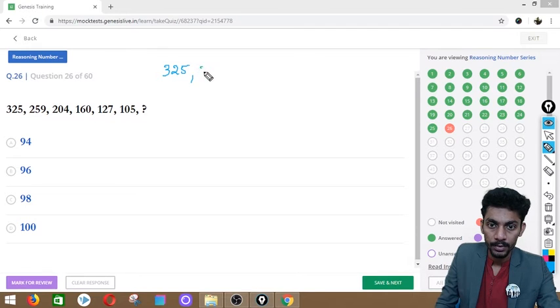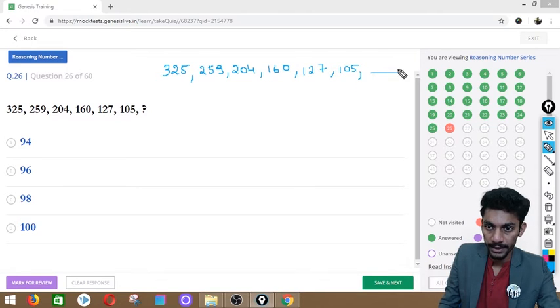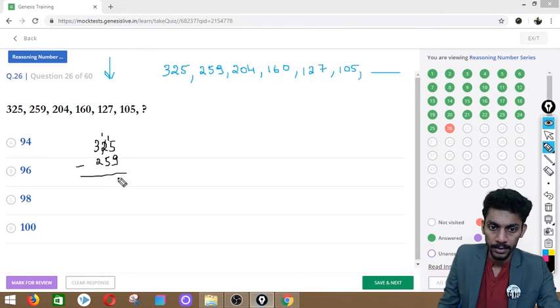Question number 26. 325, 259, 204, 160, 127, 105 and dash. Okay, the values are decreasing here. So let's see how they are decreasing. First, let's take the difference between 325 and 259. 325 minus 259 is nothing but, if you do the normal method, 66. So the difference here is 66. Okay, minus 66 is that.